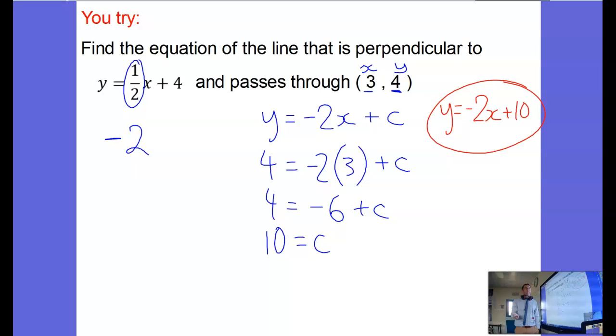And there we go. So that is parallel and perpendicular lines. Hopefully you've understood all that. Go and do some practice. Cheers.